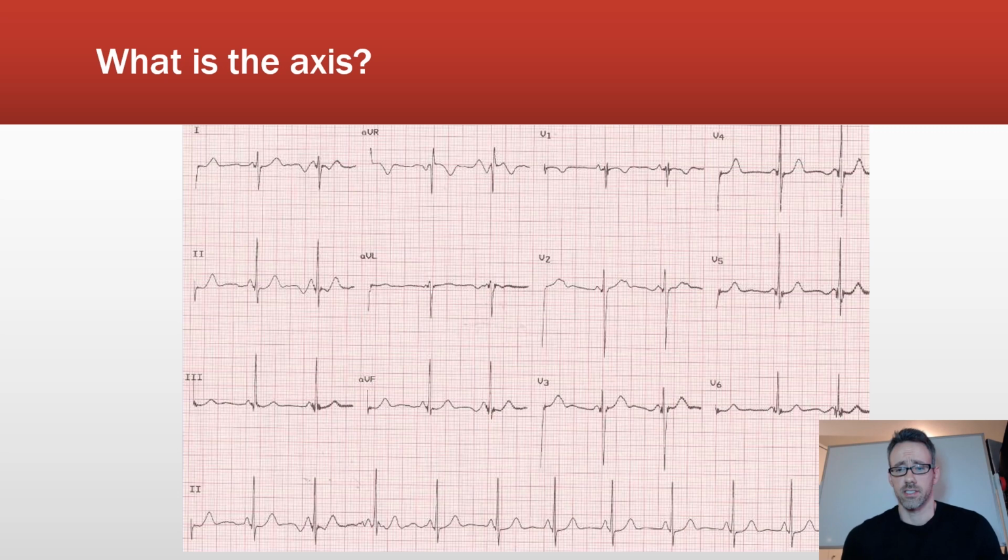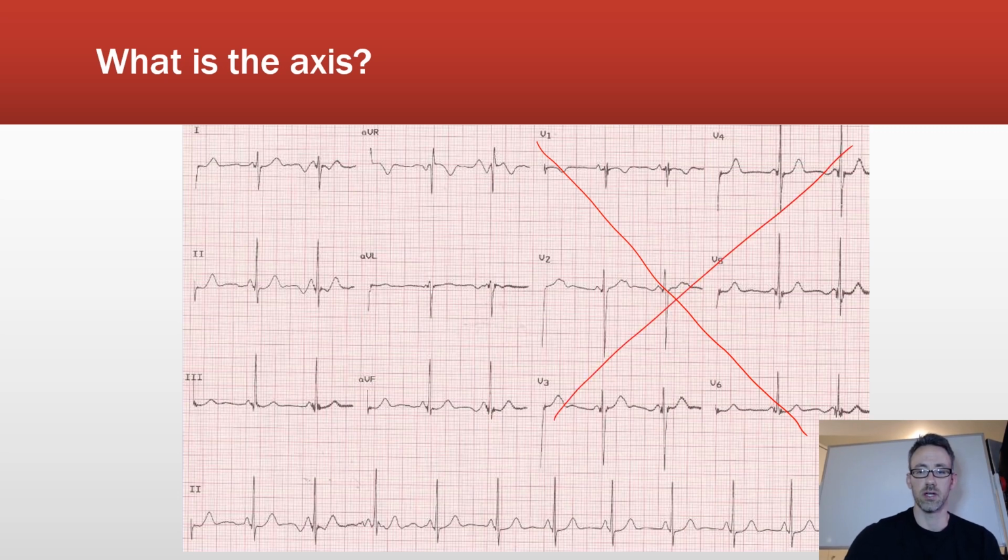So let's try this on another example. The question is, what's the axis here? Let's see if we can do this for ourselves on this ECG. Again, we're looking at limb leads when we're assessing a mean electrical axis. So we're not going to pay attention right now to any of these over here. Those are all chest leads. And then down here, that's a rhythm strip, which helps us to assess the rhythm of the heart. So let's pay attention to 1, 2, 3, AVR, AVL, and AVF.